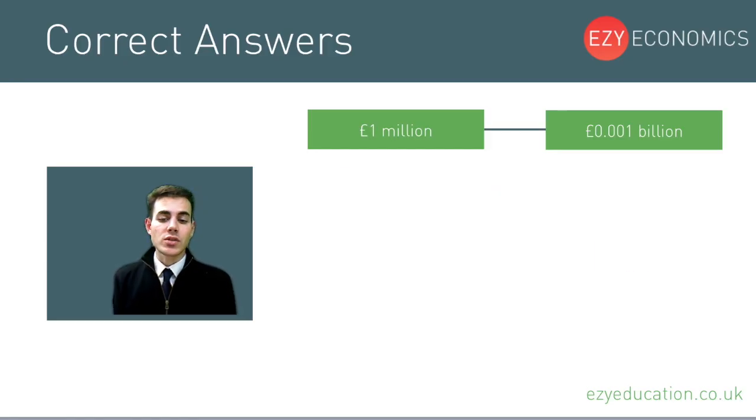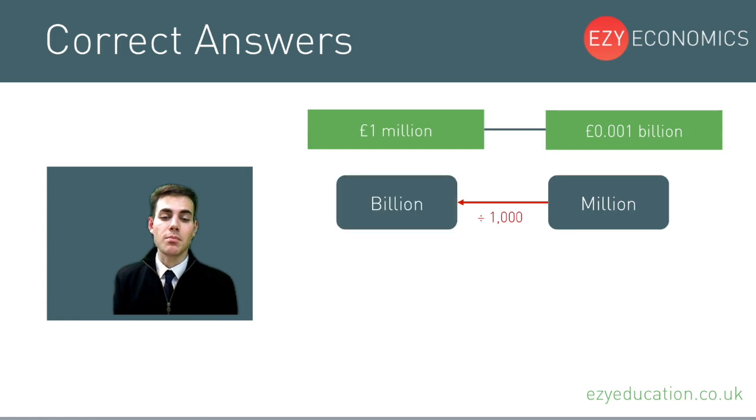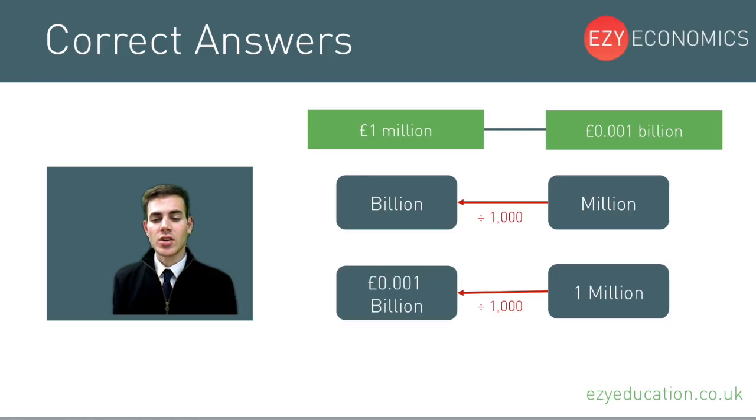As a result, if we want to get to the billions figure, all we have to do is find a way of dividing the millions figure by 3 zeros, and that would be done by dividing by 1,000 to give us the billions figure. So in this case, 1 million divided by 1,000 will give you 0.001 billion, because it's effectively just shifting the decimal point 3 places to the right. And therefore, those are the correct matches.